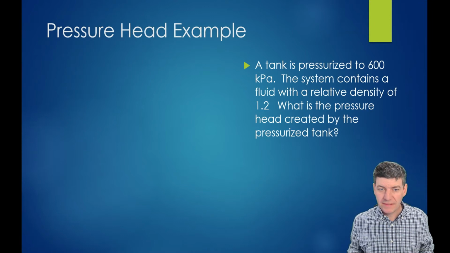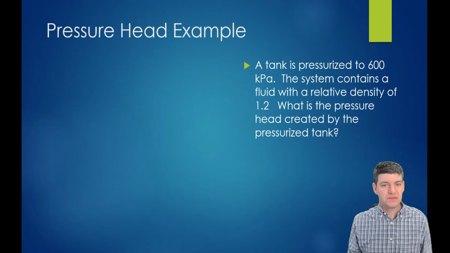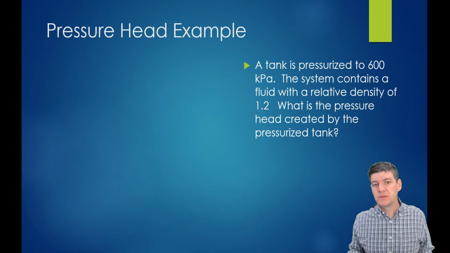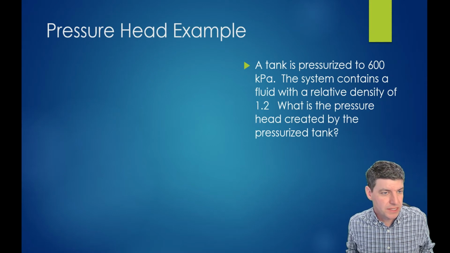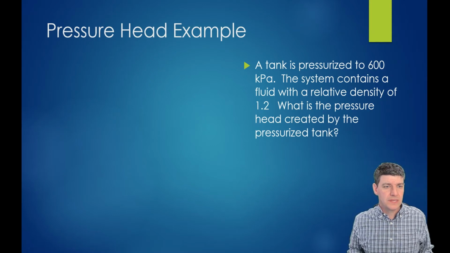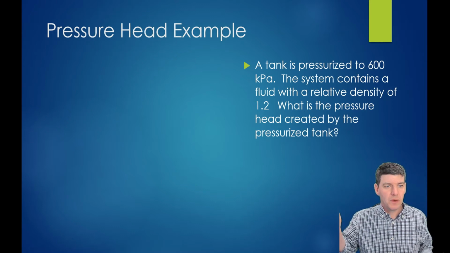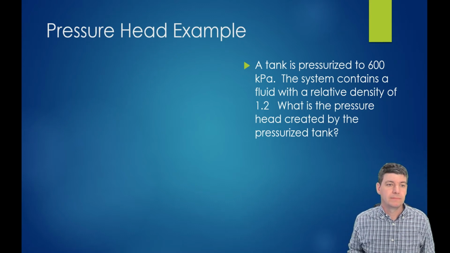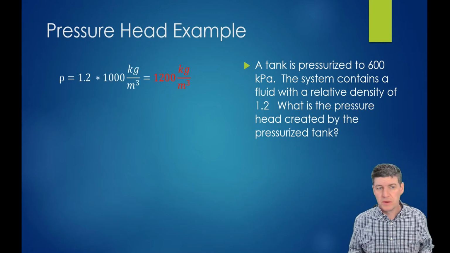Let's say we have a tank that is pressurized to 600 kPa. The system contains a fluid with a relative density of 1.2. What's the pressure head created by this pressurized tank? Really, how much height of water would be produced if we were able to make use of all of that pressure just to lift water up into the air? Here's where we'd have to start. We'd have to figure out our density.